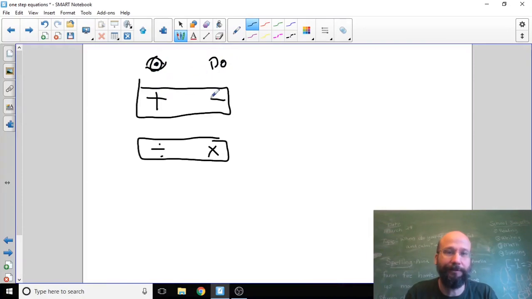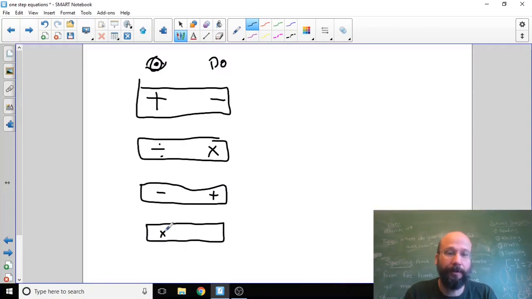So if you see plus, you do subtract. If you see division, you do multiplication. And the opposite would be true. If you see subtraction, you do addition. If you see multiplication, you do division.